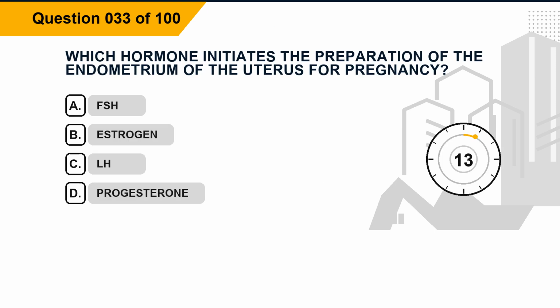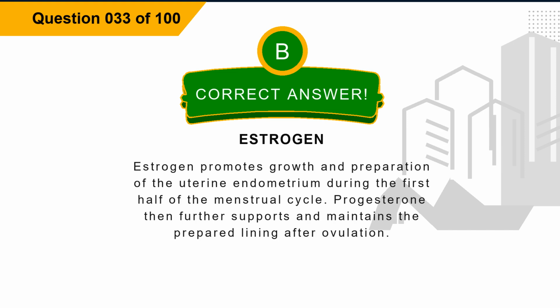Question 33. Which hormone initiates the preparation of the endometrium of the uterus for pregnancy? Option A. FSH. Option B. Estrogen. Option C. LH. Option D. Progesterone. The correct answer is option B. Estrogen. Explanation. Estrogen promotes growth and preparation of the uterine endometrium during the first half of the menstrual cycle. Progesterone then further supports and maintains the prepared lining after ovulation.